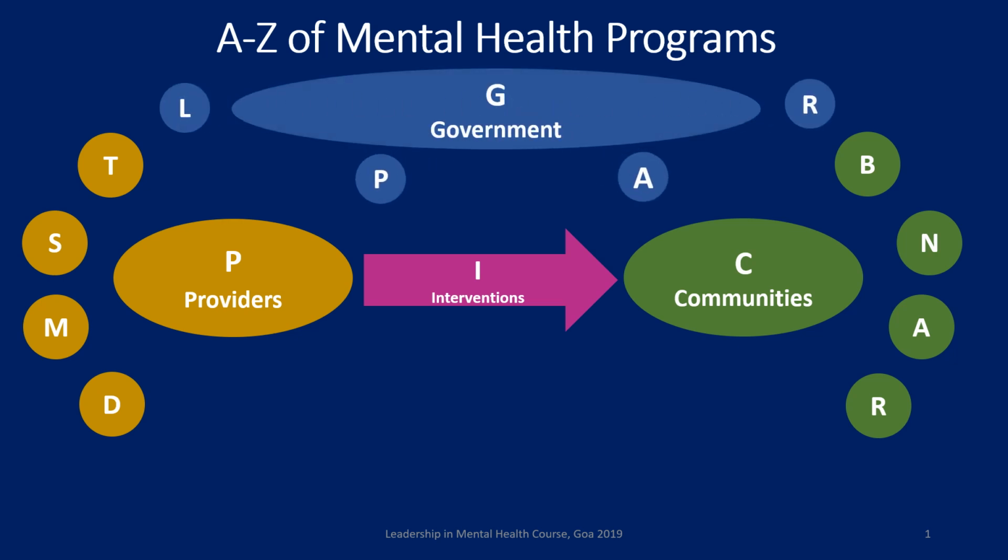Government or any other administrative body has four essential roles to play. They enact laws, they formulate policies, they allocate resources, and they regulate the practice.